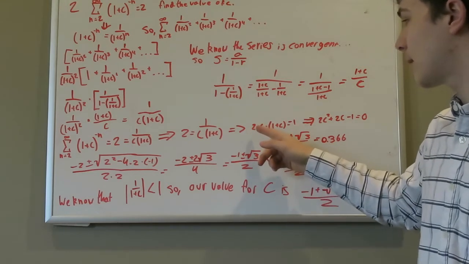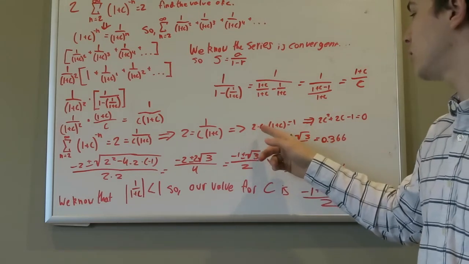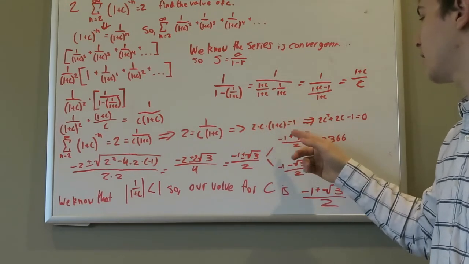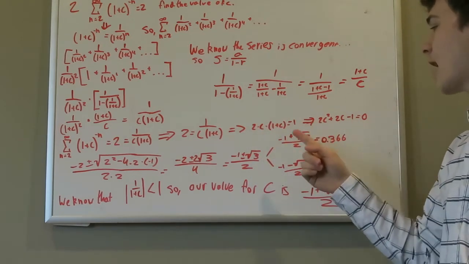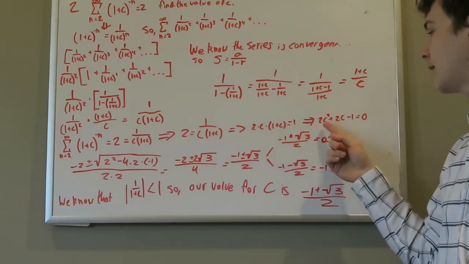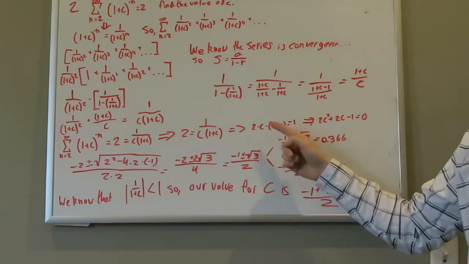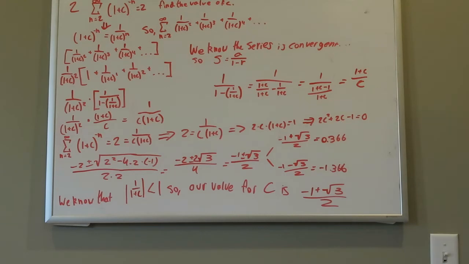I multiply the 2 times c by everything inside the parentheses, 1 + c. So 2 times c times 1 is 2c, and 2 times c times c is 2c squared. Then I move the 1 back onto the left side, and I have 2c squared plus 2c minus 1 equal to 0.